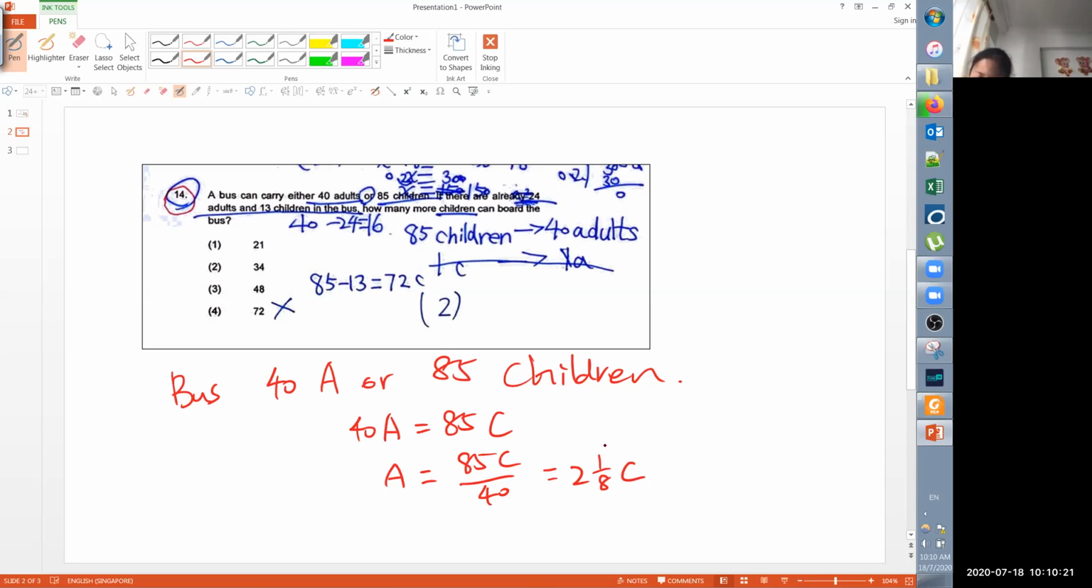Now there are already 24 adults and 13 children. What you can do here is change your 24 adults to how many children. I think you can get it into a whole number: 24 times 2 and 1/8. That will give you how many children? Can you help me out?